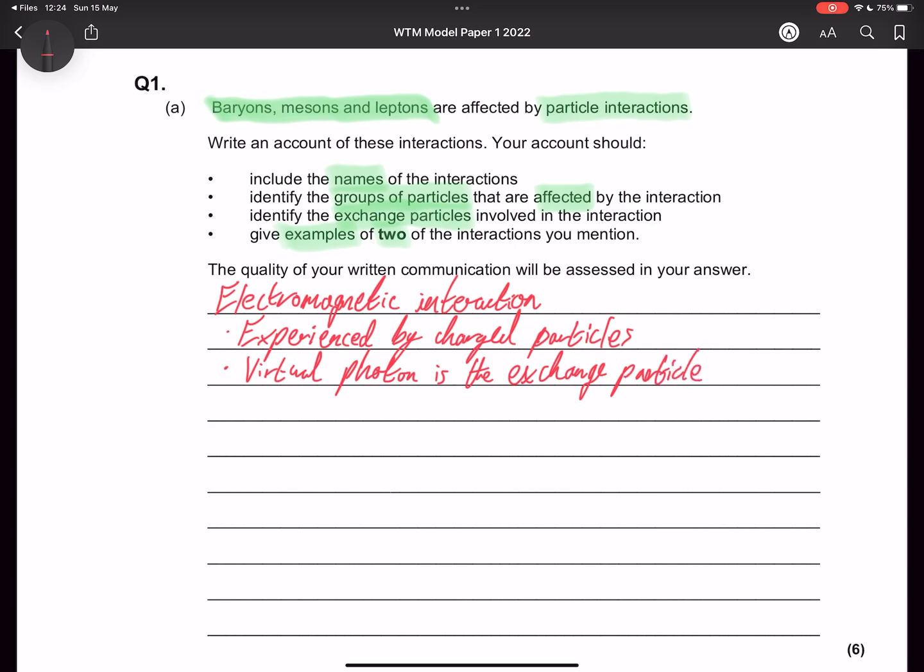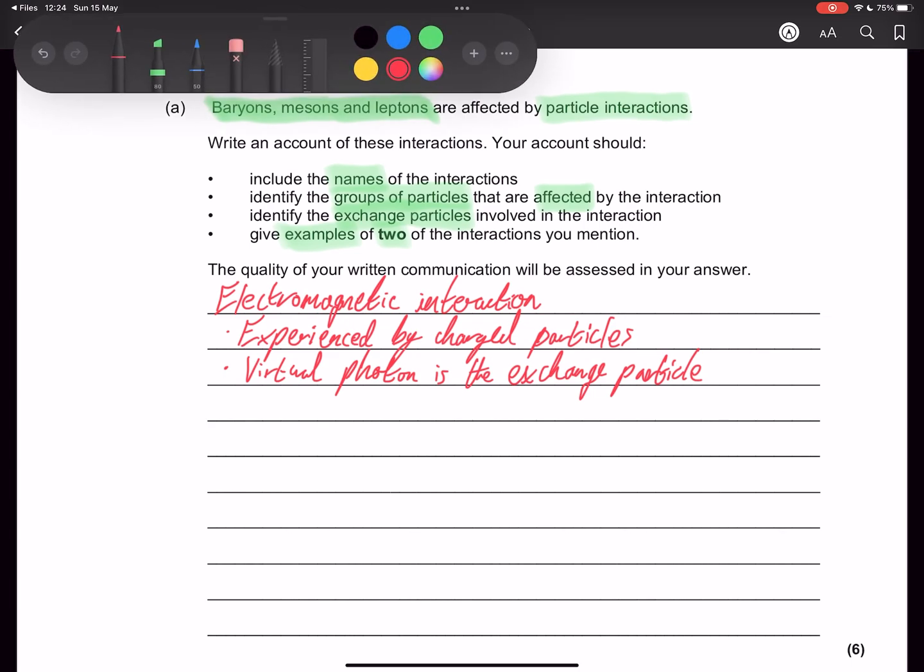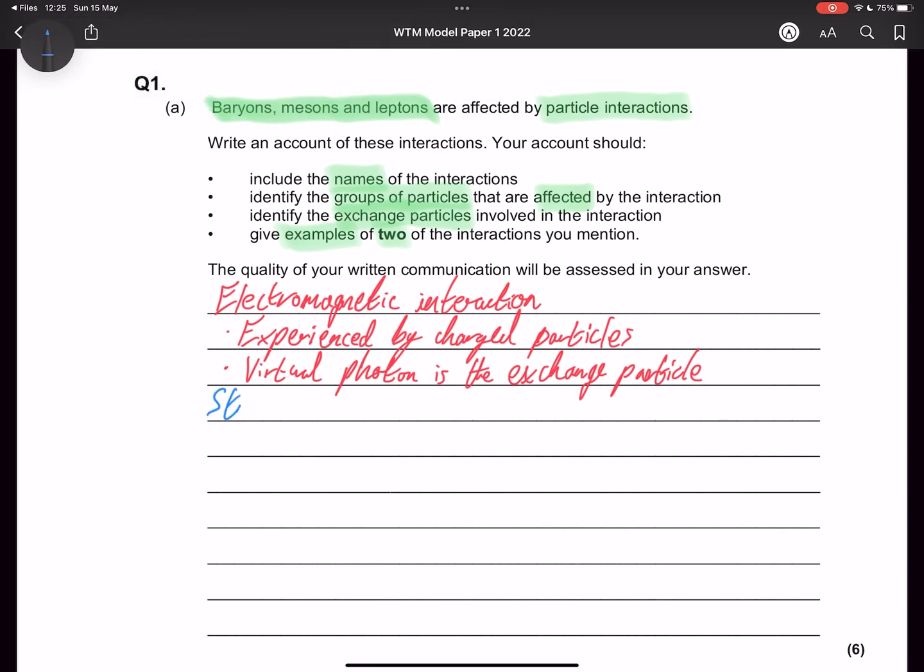So we have to state the exchange particle for each one. So in this case it is the virtual photon. You must state it is virtual. Photon alone is not enough. If you use the term boson instead of exchange particle, that is perfectly acceptable, but essentially in this point they don't really care, and boson tends to be forgotten, so they should accept exchange particle regardless.